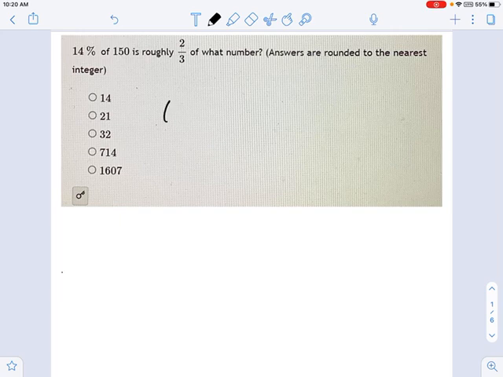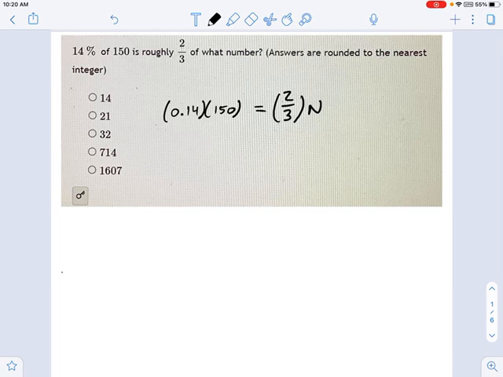Okay, well, what is that? That's going to be 0.14 times 150. Okay, 14% of 150 is, that means equals, roughly 2/3 of what number? So 2/3 of some number n. I don't know what n is, but let's just say 2/3 of it.